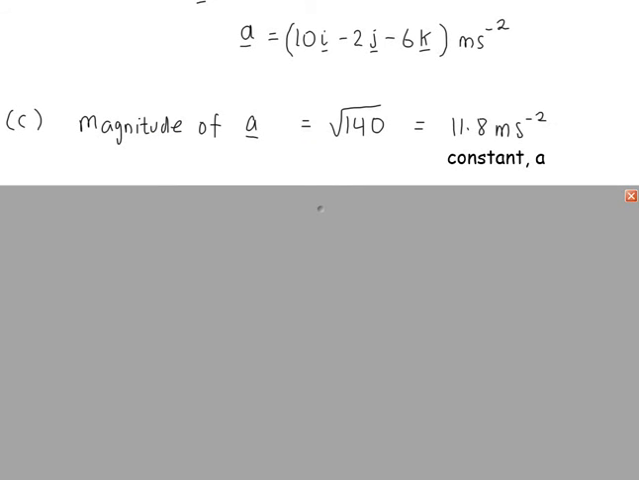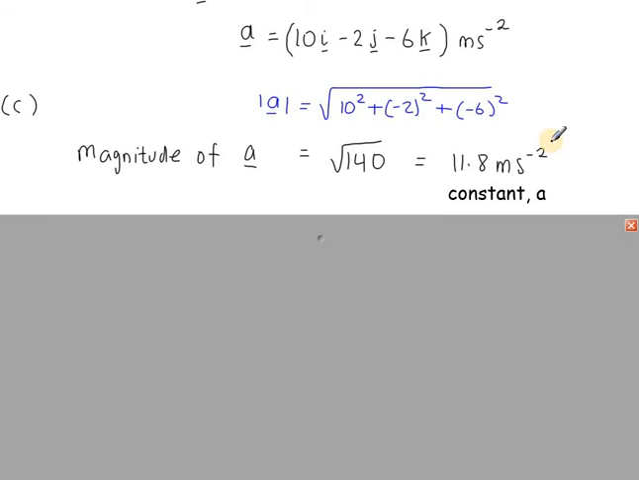So the magnitude of the acceleration, we're using Pythagoras' theorem, so we do the square root of 10 squared plus minus 2 squared plus minus 6 squared. Simplified, root 140, that's the exact acceleration, and we can round to three significant figures, so 11.8 meters per second squared, a constant value.